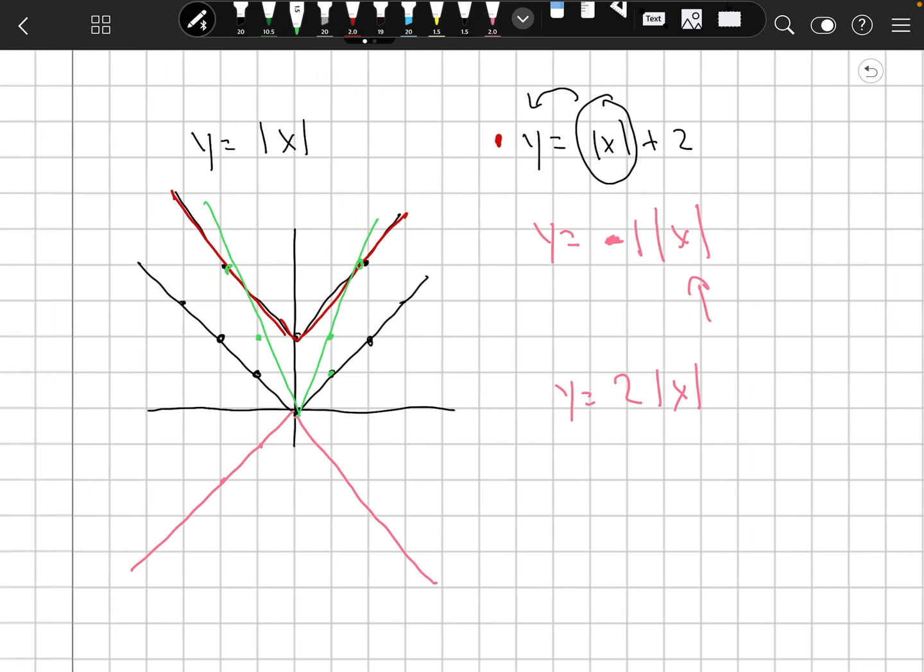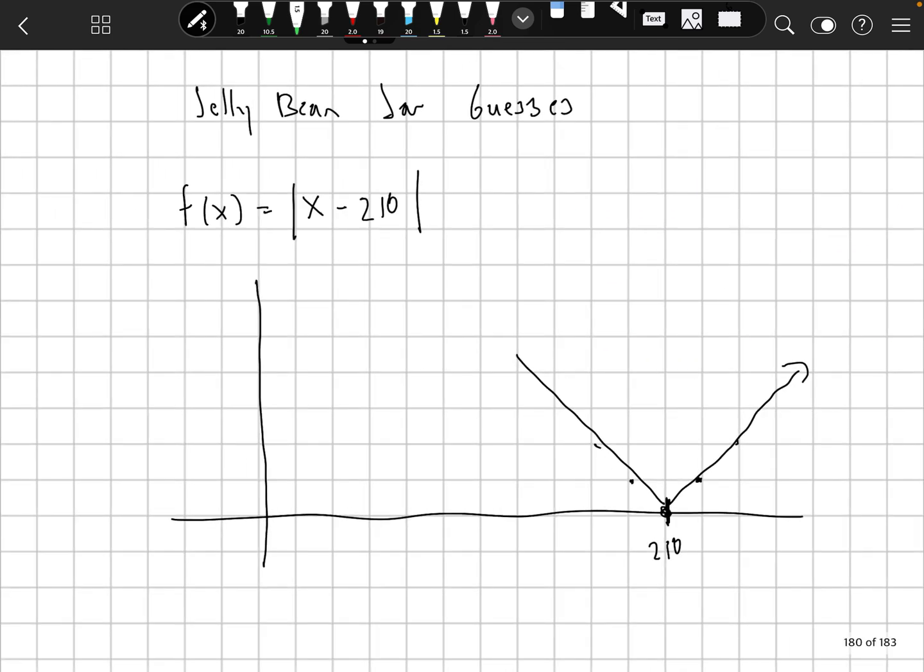Let's look at one more with an actual word problem. This is if you had a bunch of jelly beans in a jar and you wanted to guess how many jelly beans there were, and let's say x is the number of actual jelly beans in the jar. Well, x is your guess, and y is how much you're off by.